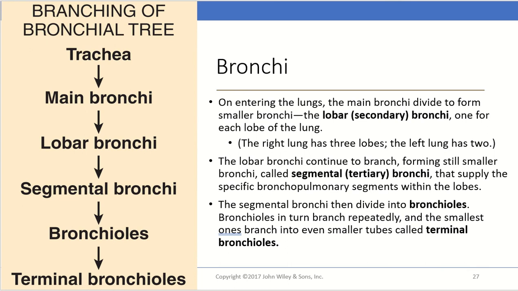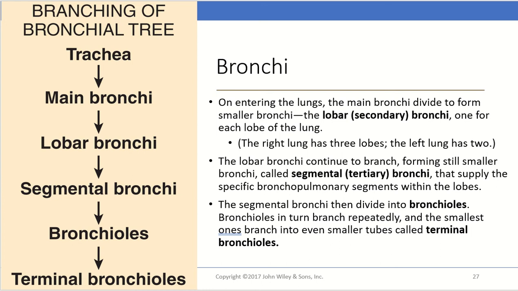So looking at the flow or the branching that we see in our bronchial tree, we've got quite a few layers there. So on entering the lung, the main bronchi is going to divide into smaller bronchi. These are going to be the lobar or secondary bronchi, and there's going to be one for each lobe of the lung. And just a refresher, the right lung is going to have 3 lobes. The left lung is going to have 2, and the difference here is due to that need for extra space for the heart.